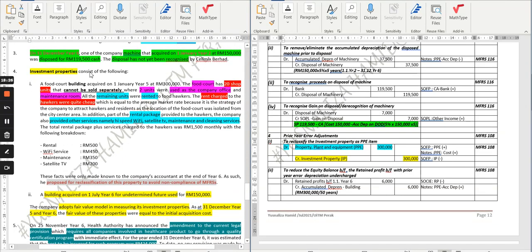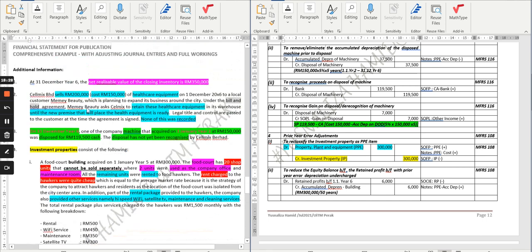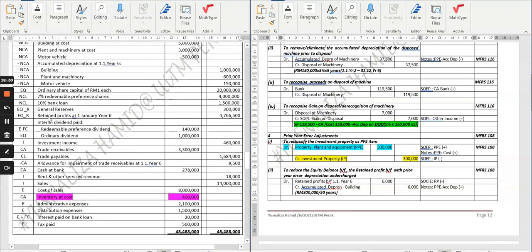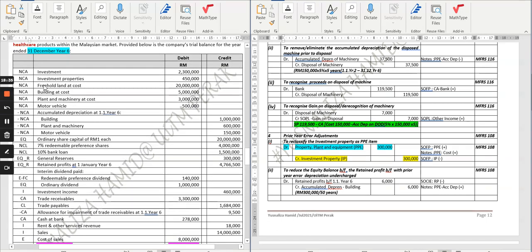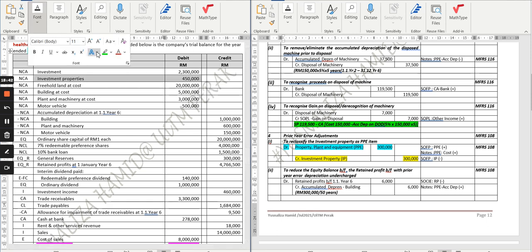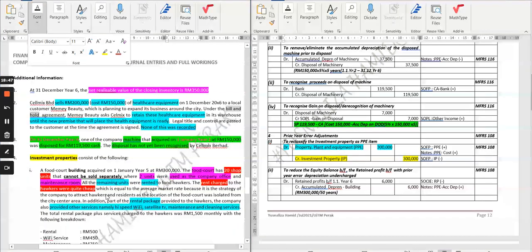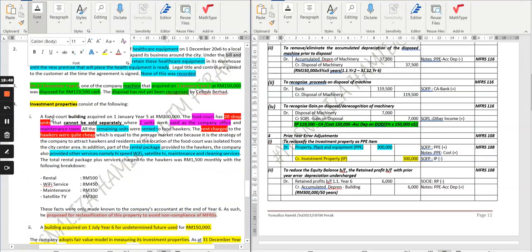Number 4 is on investment properties, where you are informed. If you can see the investment properties given in the question here, if you look at the investment property, okay, this is the investment property that you have here. It was 450,000. So this 450,000 is made up of, you are informed, a food court building that was acquired on 1st of January year 5 at 300,000. So that 450,000, 300,000 relates to a food court.